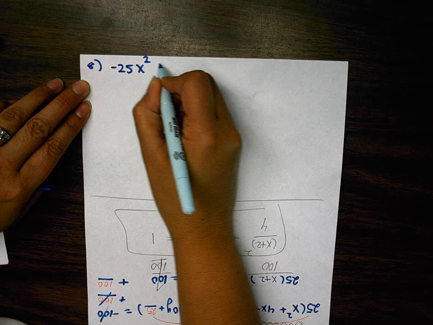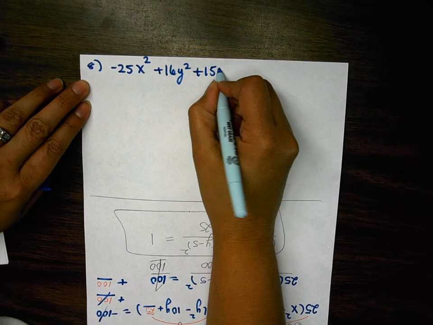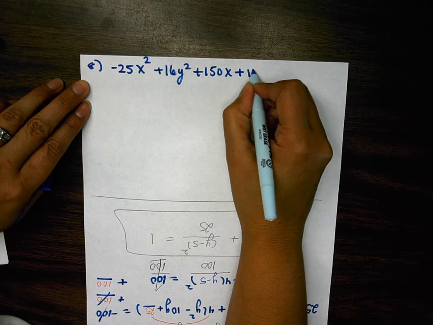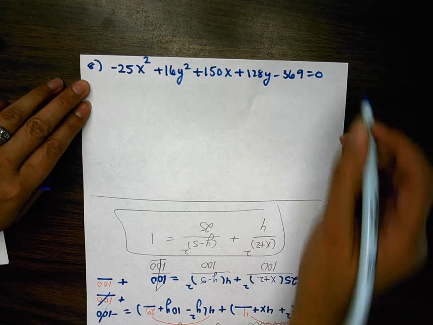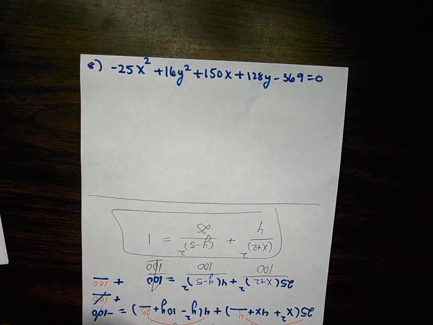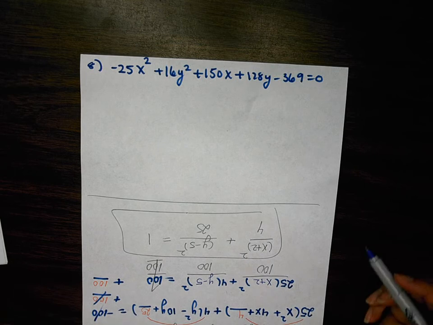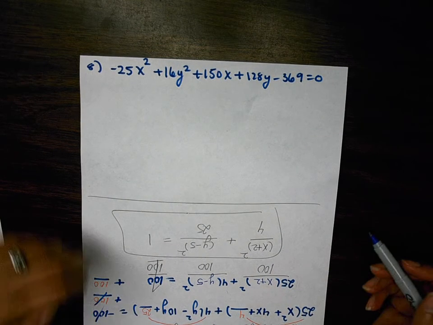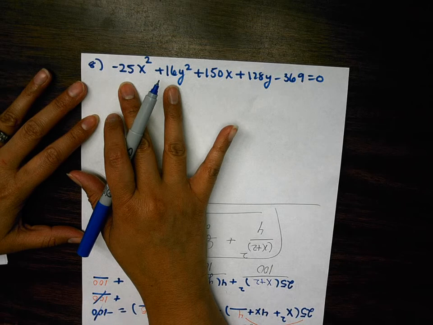Number 8: negative 25x squared plus 16y squared plus 150x plus 128y minus 369 equals 0. Can you guys please verify that I did copy that down correctly? Is that a yes? Thank you for checking.